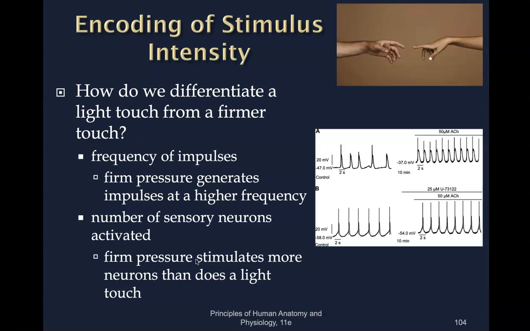A light touch would be the opposite. Light touch is going to have a lower frequency of impulses in each of the neurons that we're stimulating, as well as simply fewer of those sensory neurons activated. So that's how our central nervous system decodes the difference between firm touch and light touch.